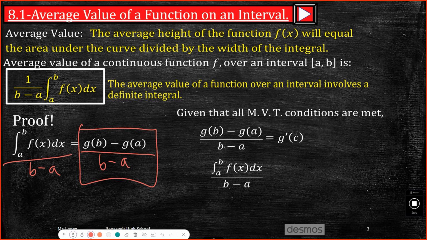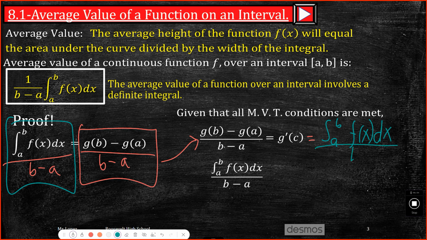G of B minus G of A over B minus A is this, which is equal to this, which has to equal this. So G prime of C is equal to the integral from A to B of f of x dx divided by B minus A.